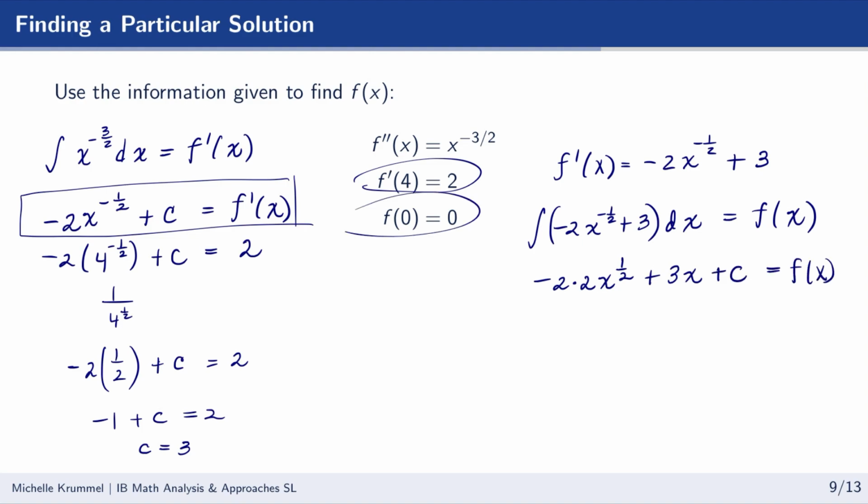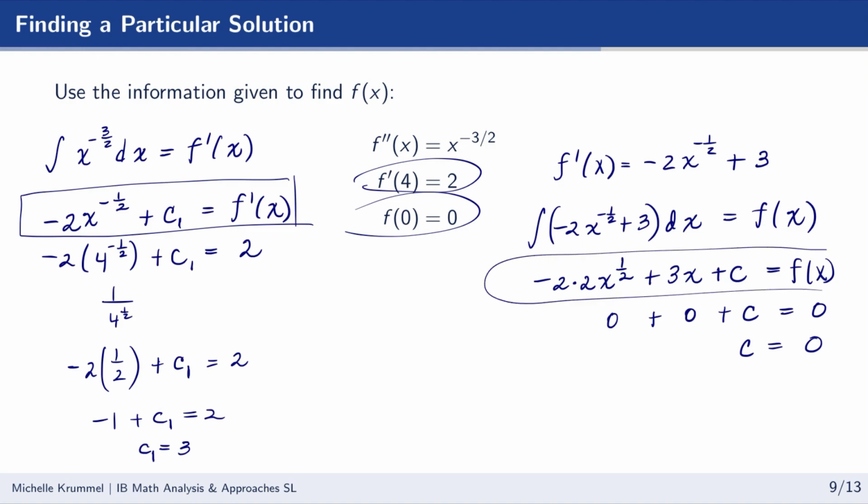And we know f of 0 equals 0. So if I substitute in a 0, I get 0 plus c equals 0. Therefore, c equals 0. Oh, I did that again. I called them both c. So let me go back and call this c sub 1. Okay, now here's c is 0, so that makes that pretty easy. This is our f of x function here. -4, x to the 1/2 is the same as -4 square root x plus 3x plus 0 equals f of x.